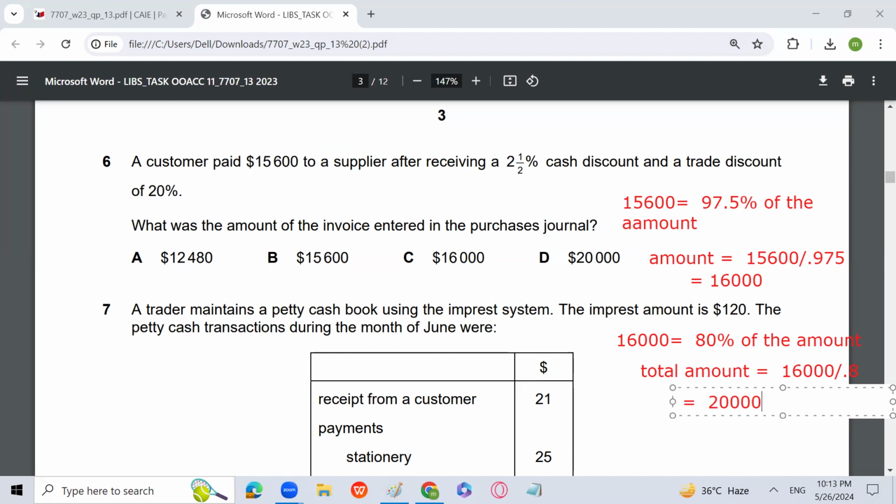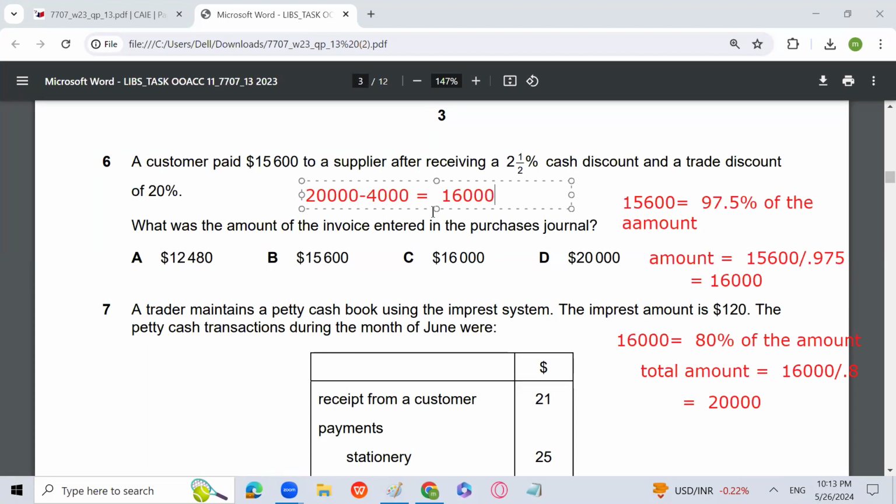We have gone from 10 to 1 actually, in reverse. Now let's move from 1 to 10. So the amount of purchase was 20,000. And then there is a trade discount of 20%. So trade discount will not be shown anywhere in the books. It will be subtracted from the total amount. Calculate 20% of 20,000, you will get 4,000, right? The 4,000 will not be shown anywhere else. So the purchase amount which needs to be entered in purchase journal is 16,000. So C is the answer, that's fine.